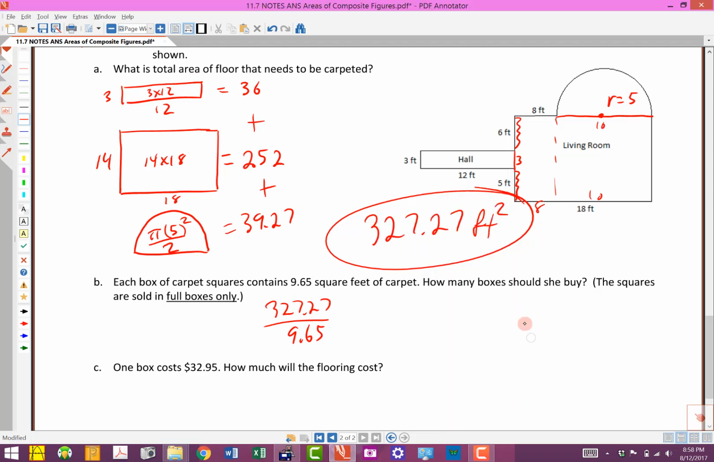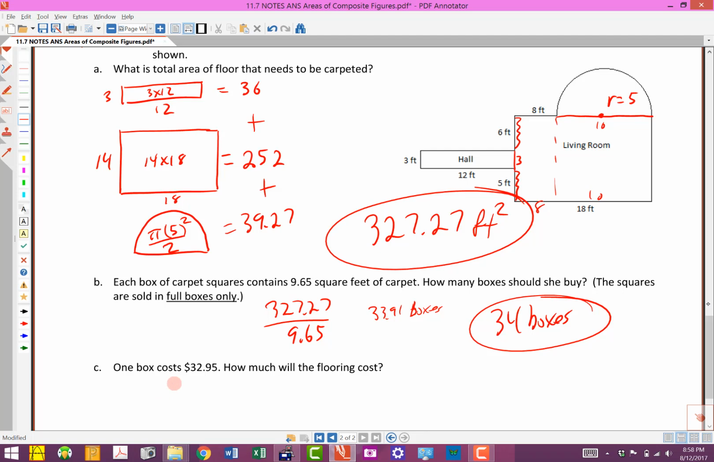33.91 boxes. But I want you to stop and think a second. Most of you have probably been to Home Depot or Lowe's or something like that. If you go in there, if they're sold in boxes, they normally won't let you take the box apart and only take what you need. You've got to buy the whole box. So if this is how many boxes it's going to take, 33.91, we probably ought to buy a little bit extra. So we're going to buy 34 boxes. Okay? Now, let's move on.